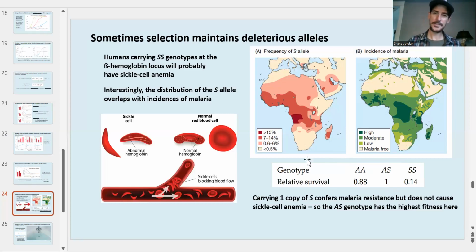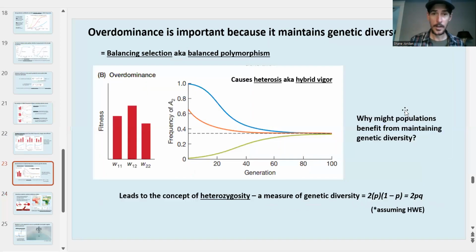And what we kind of interestingly see if we compare these 2 maps of where malaria is most common in the world in Central Africa is that the frequency of the S allele is at its highest in areas where incidences of malaria are highest. And that's kind of interesting. And probably there's selection favoring the persistence of this big S allele in these environments where malaria is really common. So in this situation, we're looking at a very real example of why balancing selection is important. Why is it that there is this sort of balanced polymorphism or this overdominance?